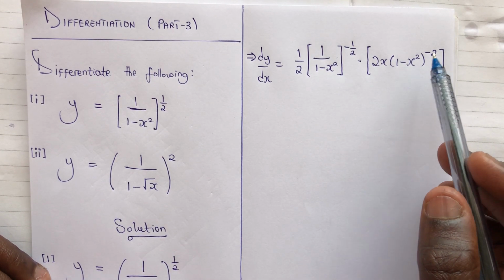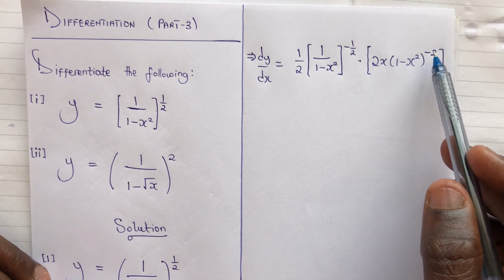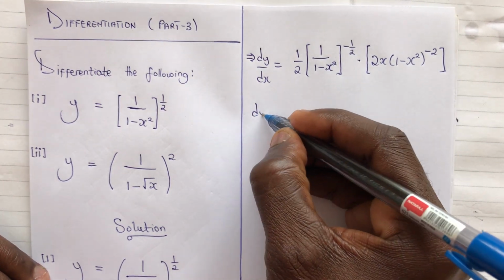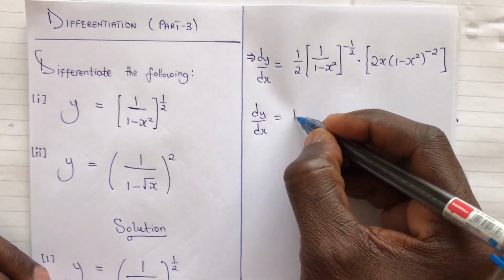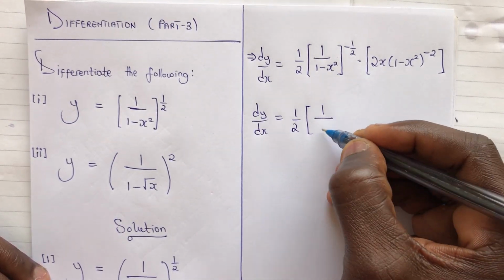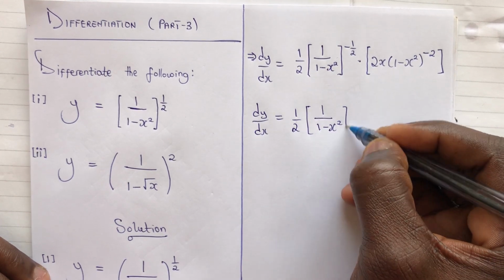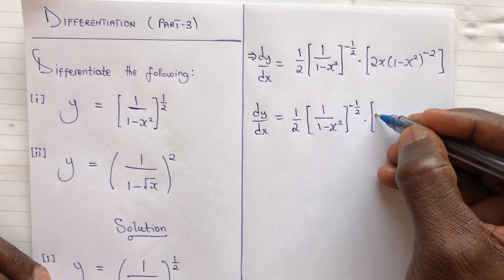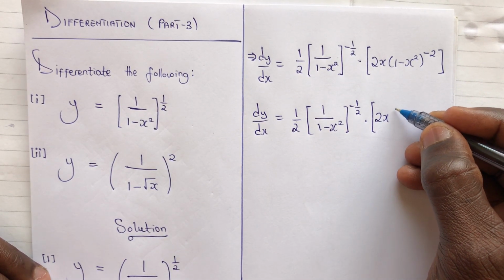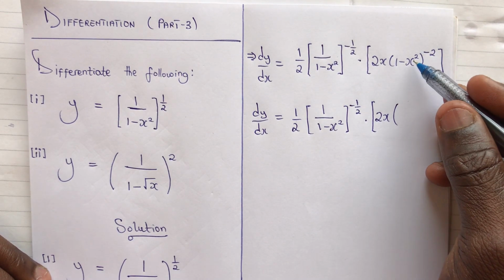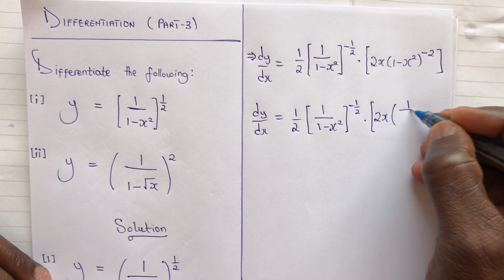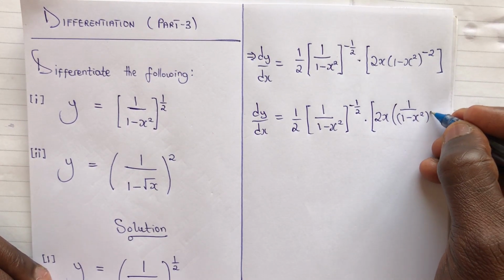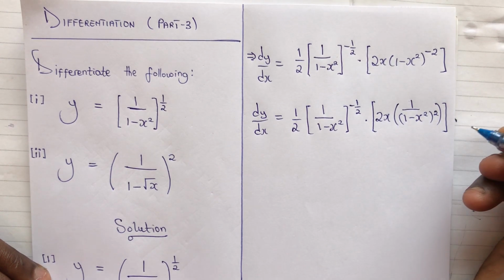So watch very carefully. I'll change this bracket, because there is a negative exponent here, into a fraction. So this becomes dy/dx giving us 1 out of 2, 1 over 1 minus x squared, all to negative 1 over 2 times, this is 2x multiplying. So when we change this side, we have 1 over 1 minus x squared. Don't forget there is a 2 here, so we square this side. Okay, so this is it.